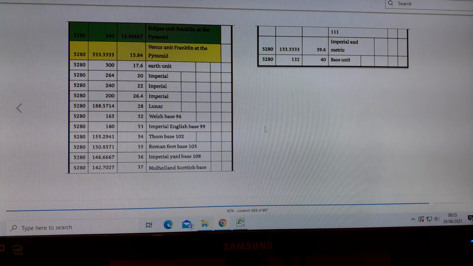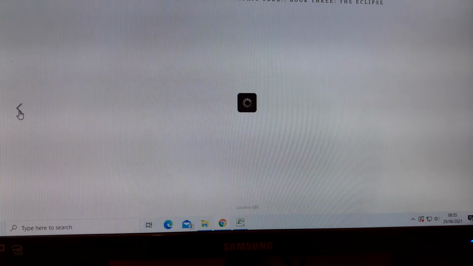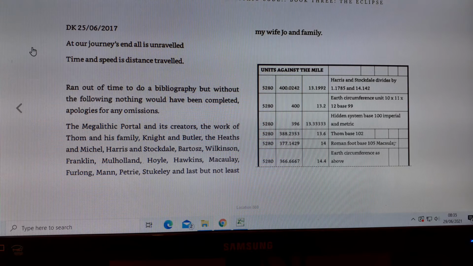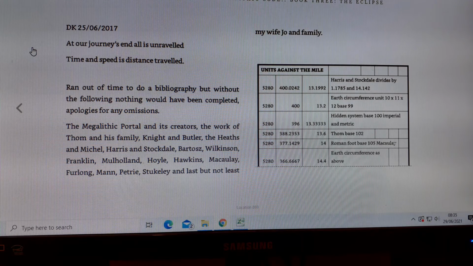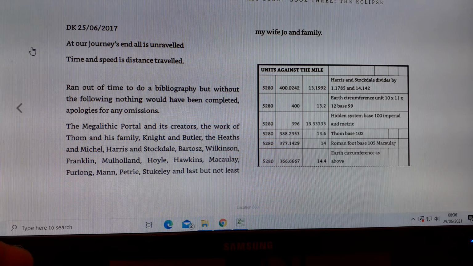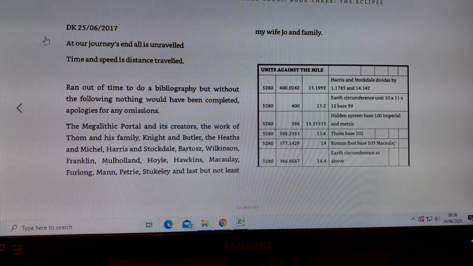And we go straight to the end of the book. So if I click there, I can go on to the next to the last page. And when I was finishing this book, I wrote this little line saying, at our journey's end, all is unravelled, time and speed is distance travelled. Now that's the way these megalithic people recorded time. They recorded it as distance travelled, and they used a set of units that I've summarised, and they can all be calculated against the mile.